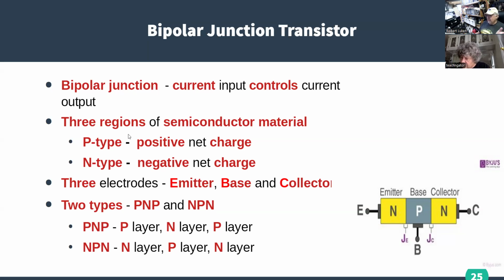Again, it's made up of the P-type material and the N-type material. Three electrodes for the bipolar are emitter, base, and collector. And we show them over here, and you see the three types of silicon. And this is what we call an NPN. So the collector would be equivalent to the anode. The emitter is equivalent to the cathode. And the B for the base is the controlling element.